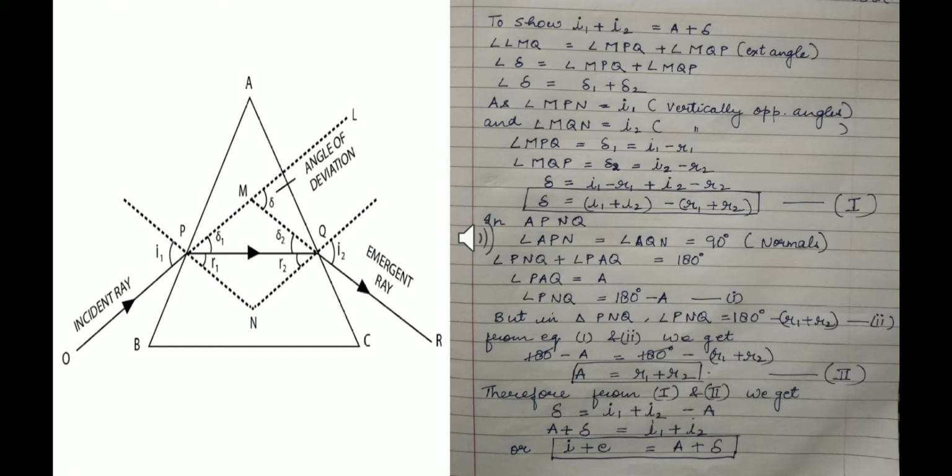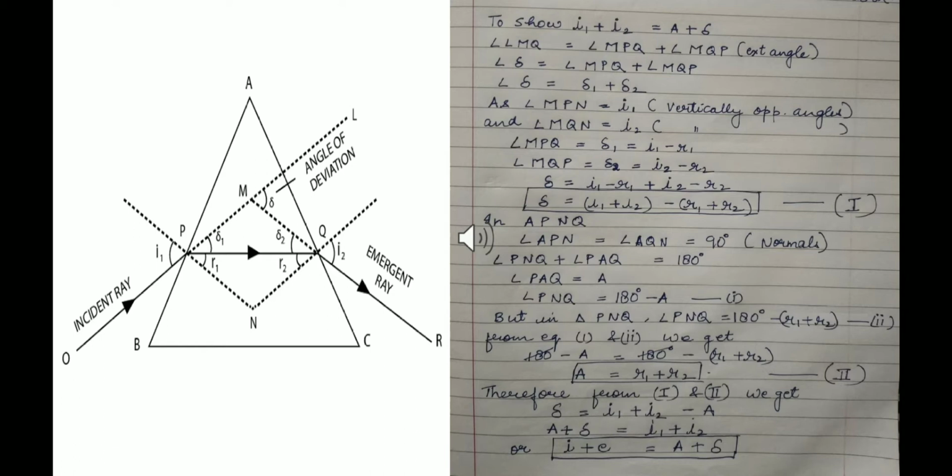Now, if you can see the figure clearly, there are two triangles formed inside the prism. One triangle is MPQ and another triangle is NPQ. Here I1 is the angle of incidence and R1 is the angle of refraction. The angle of emergence is I2, and for that R2 is the angle of refraction. If the light ray had come from that side and this had been the angle of incidence, then the angle of refraction would have been R2. So I1 and I2 are the angle of incidence and angle of emergence, and R1 and R2 are the respective angles of refraction.